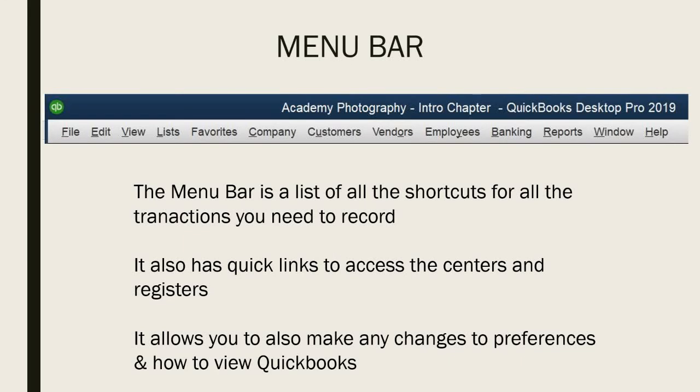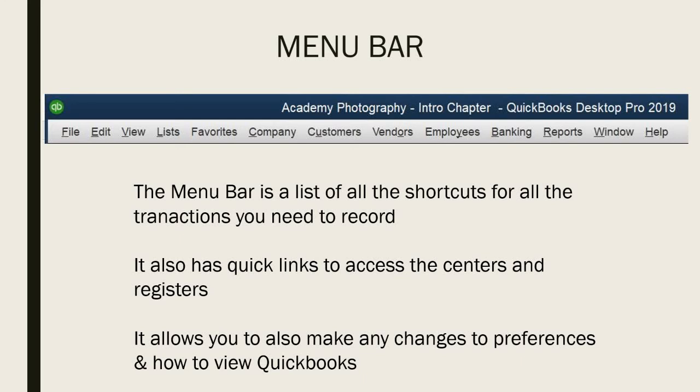Now, the next thing is going to be your menu bar. Now, don't confuse your menu bar with your title bar. Your title bar is going to be the blue line at the very, very top. It's going to tell you your company file that you're currently working on. So in this case, I have Academy Photography, right? That's what the book is going to be teaching us, how to utilize Academy Photography as our fictitious business and how we deal with its books.